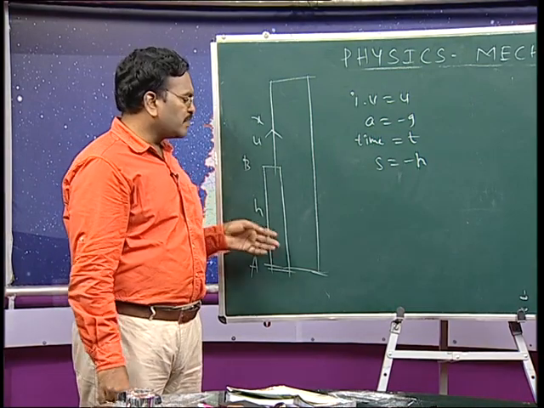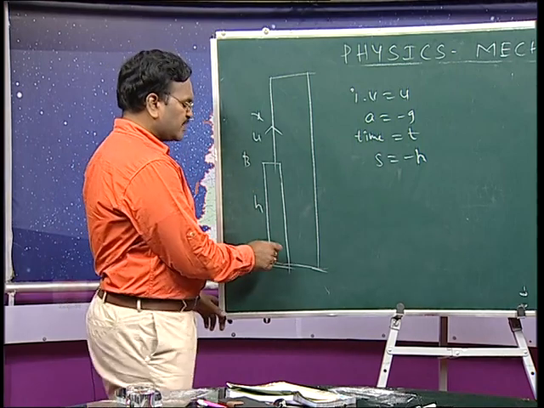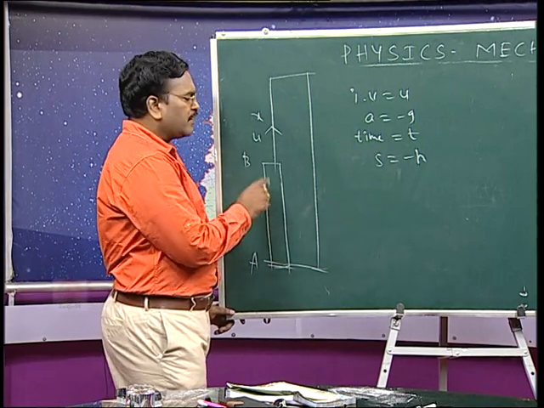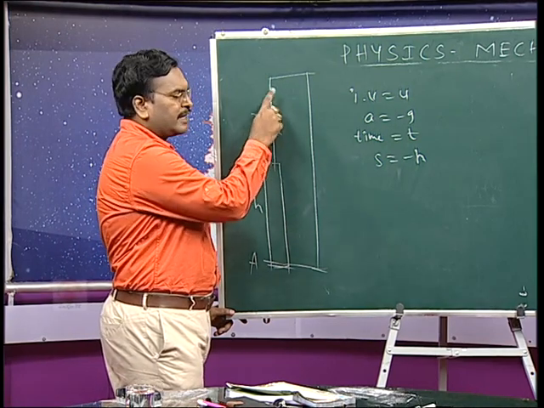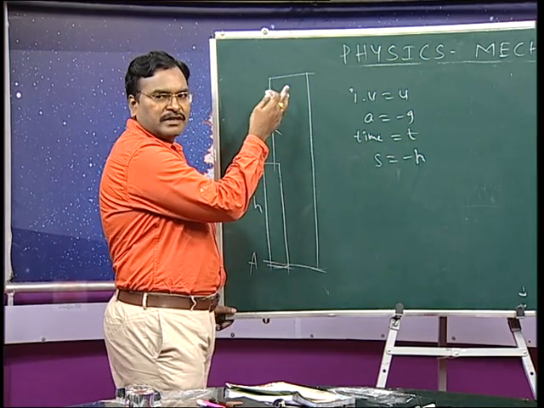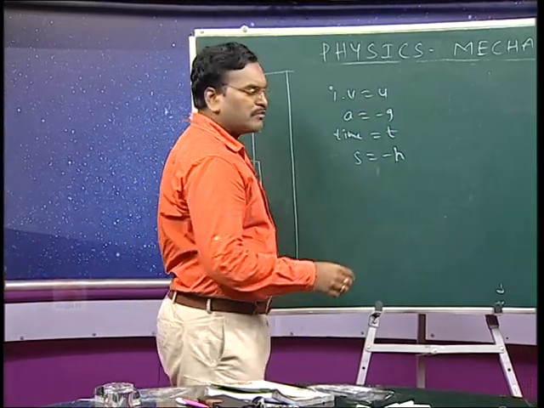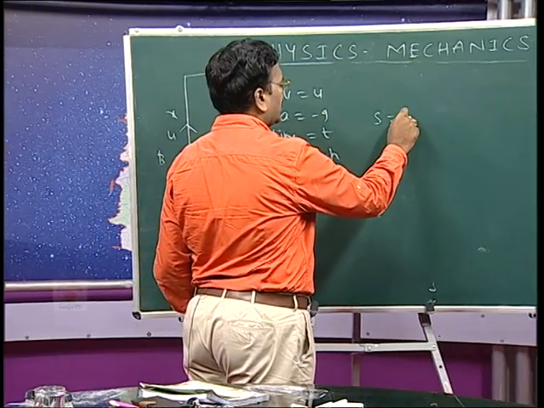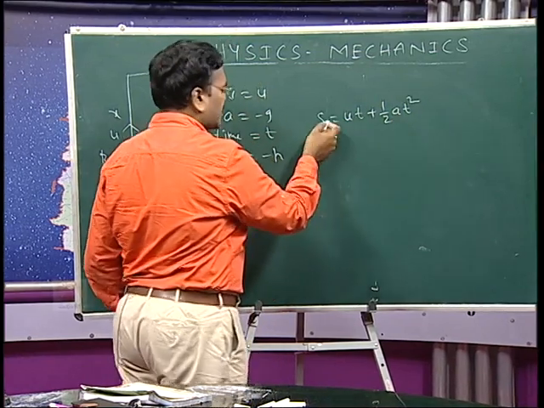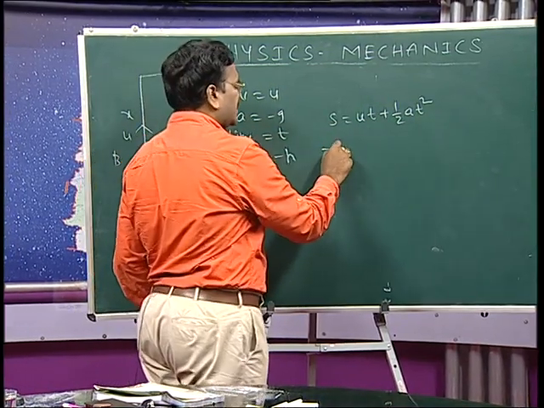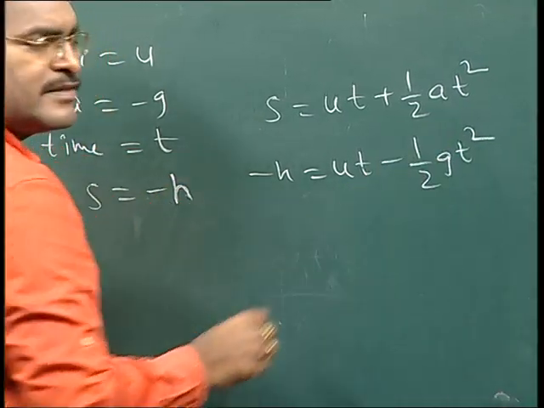Vertical projection of a body from the top of a tower. We consider tower AB of height h. Let a body be projected vertically upwards with initial velocity u, and it reaches a height x above the tower and returns to the ground in time t seconds. Now, substituting these values in the second equation of motion. What is the second equation of motion? S is equal to ut plus half at square. S is minus h. So, minus h is equal to ut minus half gt square.